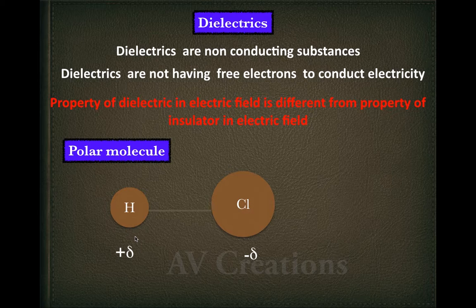So polarity means the formation of equal and opposite charges because of this electronegativity, in the case of hydrogen chloride. Because of this polarity, this hydrogen chloride is going to act as a dipole. So it is a dipole, and this hydrogen chloride molecule is going to have a dipole moment. Dipole is the arrangement of equal and opposite charges at a small distance, and dipole moment is the product of the magnitude of the charge and the distance between the charges.